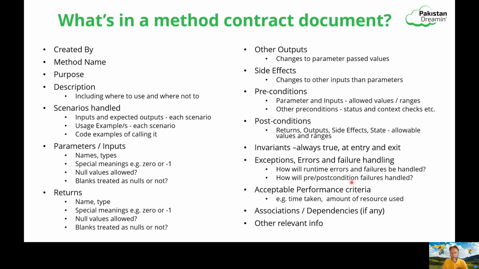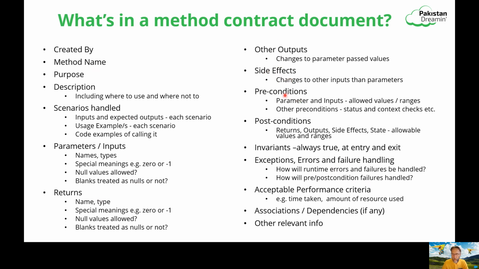Let's have a look at what's in a method contract document. So looking at the documentation side, there's a lot on this screen. It's just to show you all the types of things that could be there. Again, you can take what you want from this. First of all, we have things like who it was created by, method name, purpose, description, the scenarios handled with examples ideally. Then we go on to the more technical parts: the parameters, the return values, other outputs apart from return values, and the side effects. So those are all your in-out stuff.